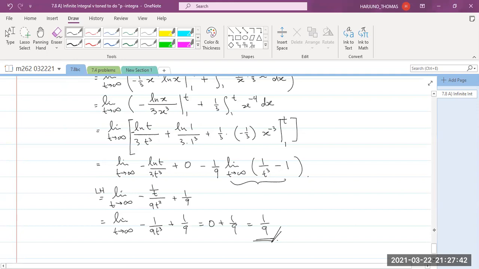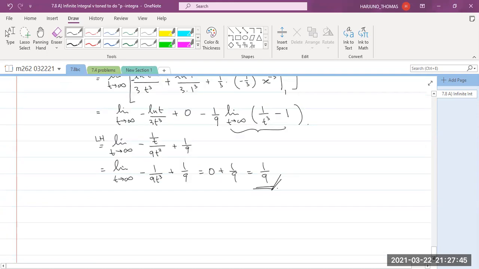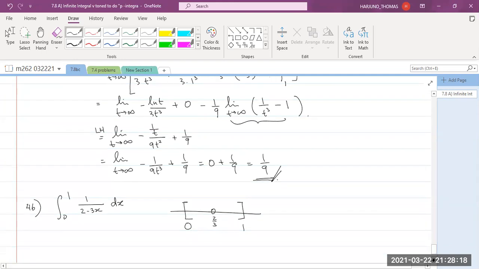Number 46. I want to go over more questions because there are some types of question you don't see in that 7.8, but we need to address that. For example, number 46, the integral from 0 to 1 of 1/(2 minus 3x) dx. Notice that the singularity is actually in between. The boundaries are 0 and 1, but the singularity happens at 2/3. Do you see that? Okay, the singularity happens at 2/3.